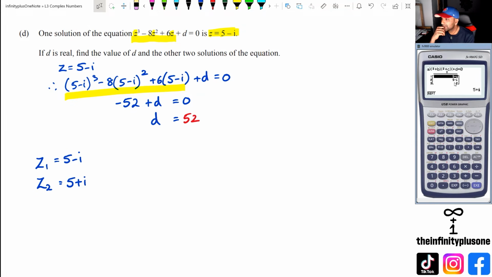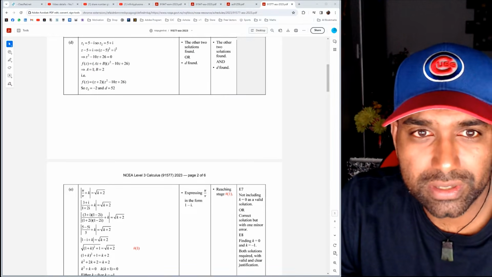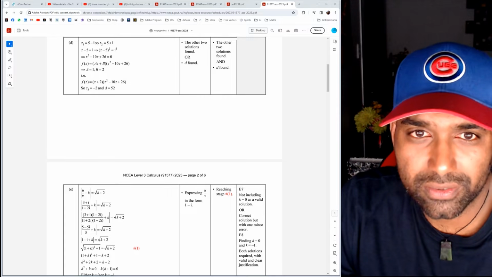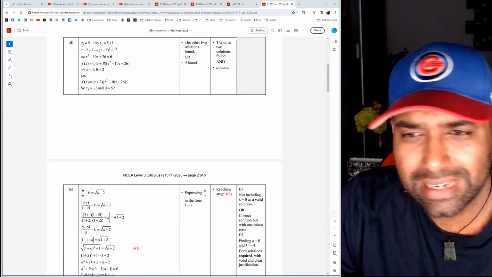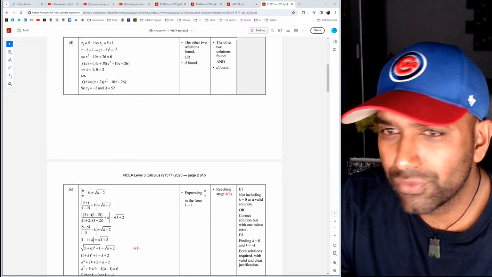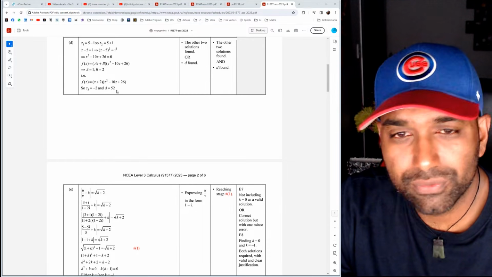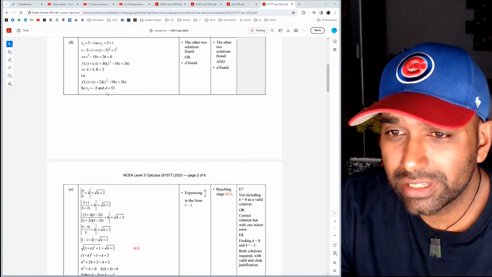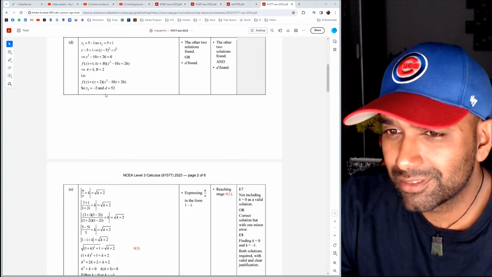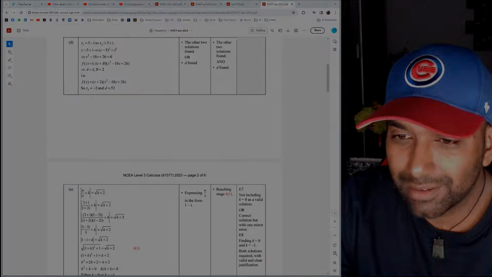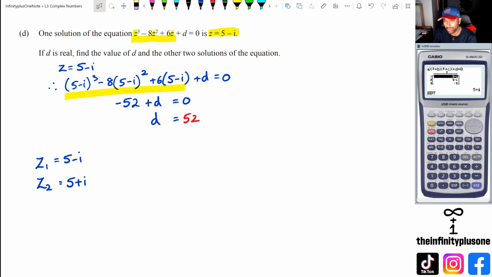Now, in the answer schedule, and I will show you folks this, if you look at the answer schedule, what they've got is the other 2 solutions found or d found, and then other 2 solutions found and d found. So if you find the negative 2 and 52, you should actually get a merit, but there's nothing that says about showing working and so on. So I would just put this in there anyway.